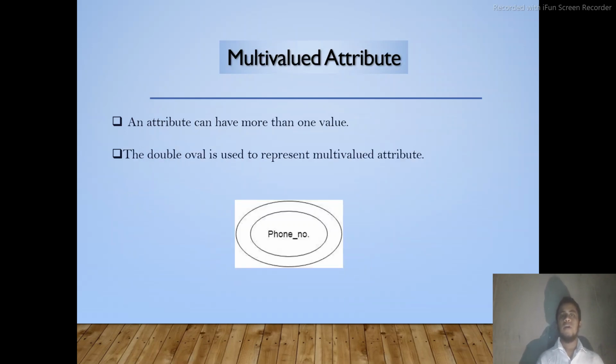Now coming to the point of the multi-valued attribute. Basically, a multi-valued attribute is an attribute that can have more than one value, and it is represented by the double oval. We can see there is an attribute named phone number. A person can have more than one phone number. So phone number is a multi-valued attribute.